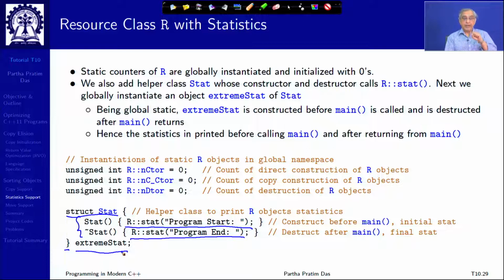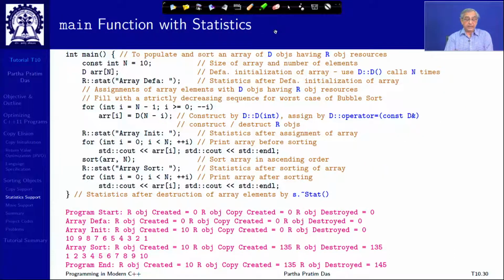So, what will happen? This will become a static object. Therefore, as you know, static objects are constructed before main starts and destructed after main ends. So, this function will get called before main starts and this function will get called after main returns. So, I will be able to get the first and the final statistics. That is just a nice technique to create statistics.